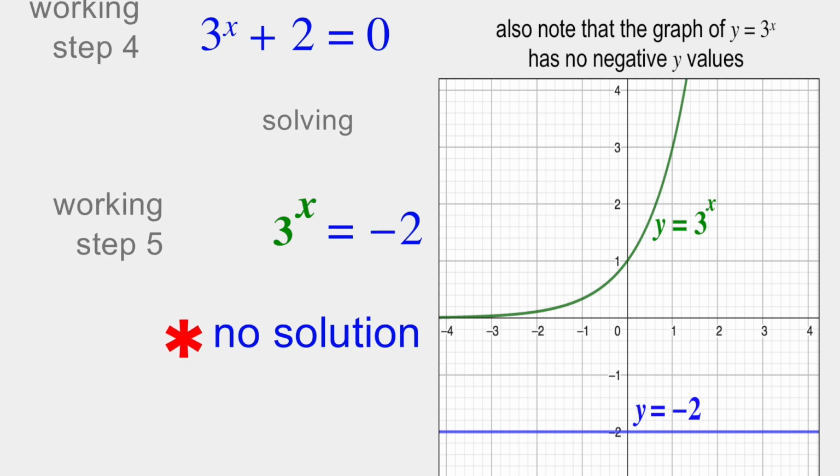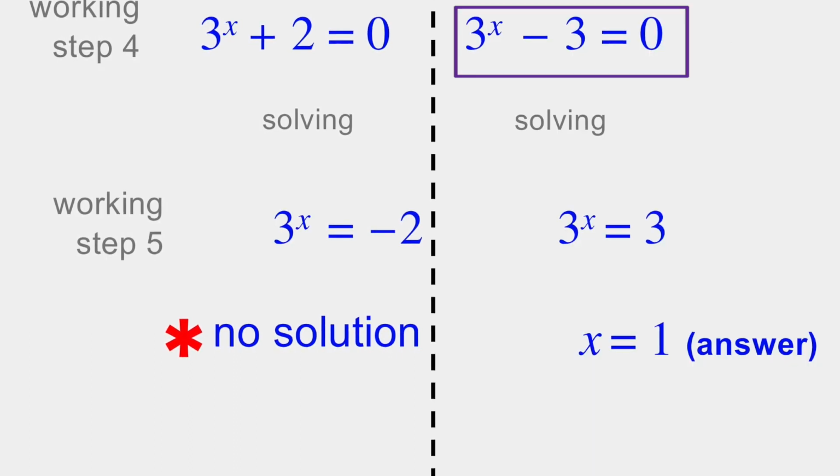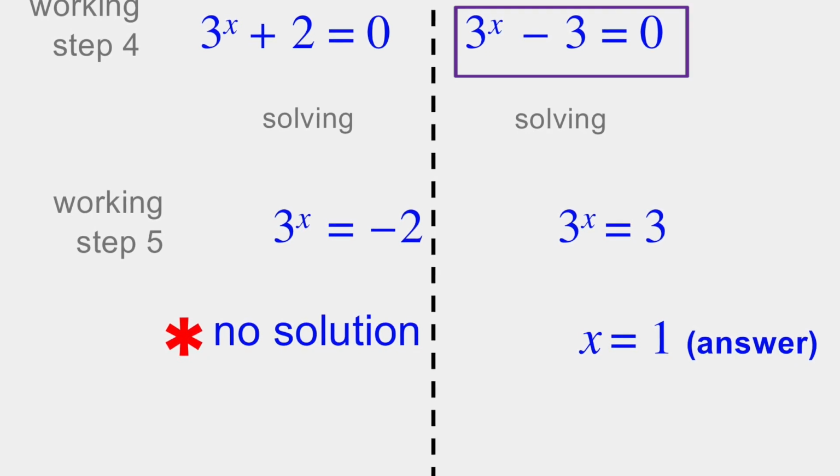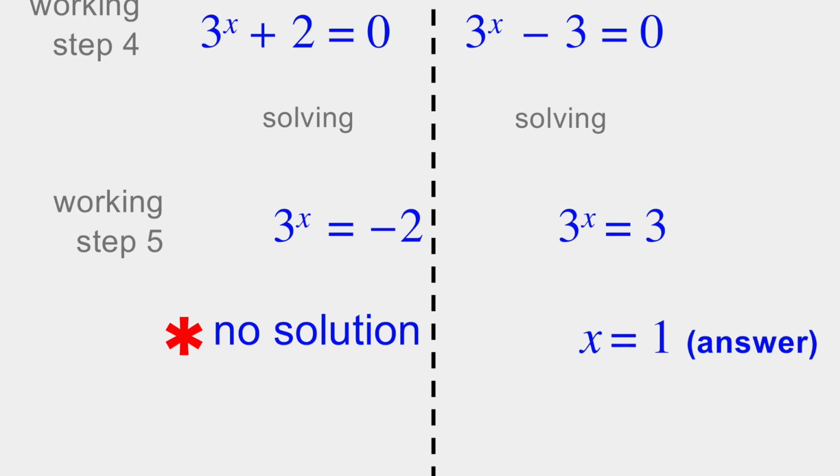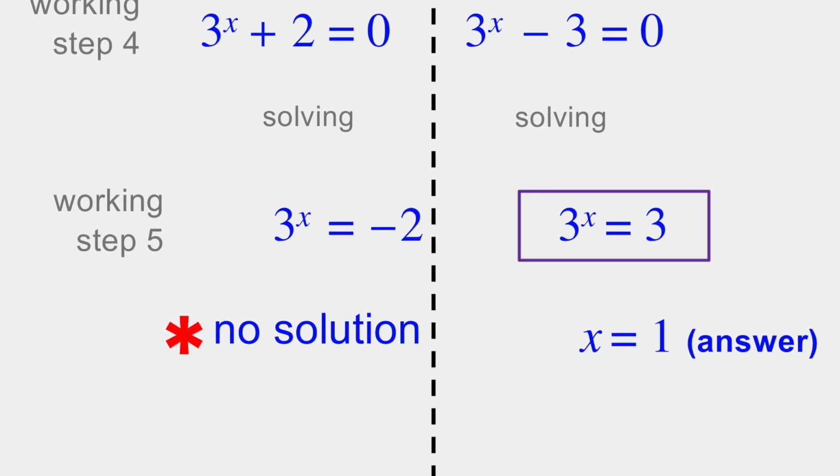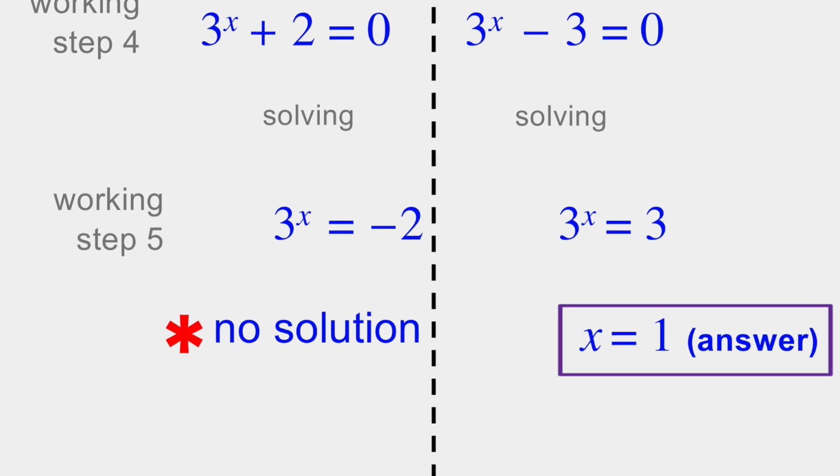So if we go back to the second equation and try to solve it, we simply move the 3 to the other side. So 3 to the power of x equals 3. And then just by simple inspection, looking at that equation here, you could tell that the power is going to have to be 1. So x equals 1 will be your answer.